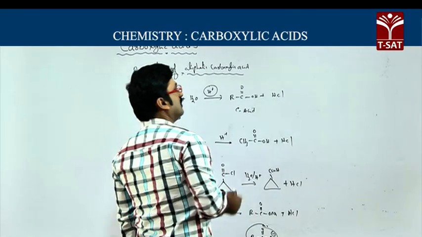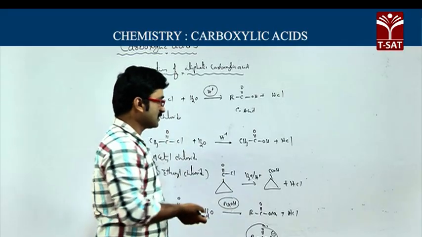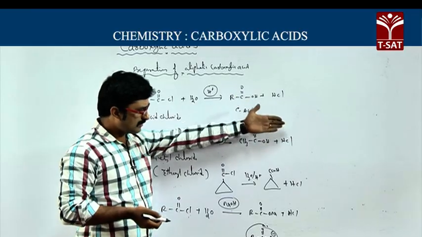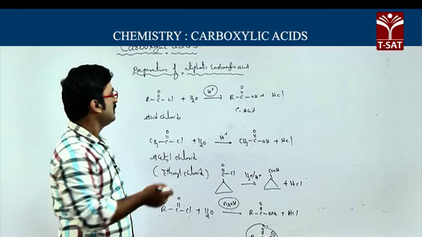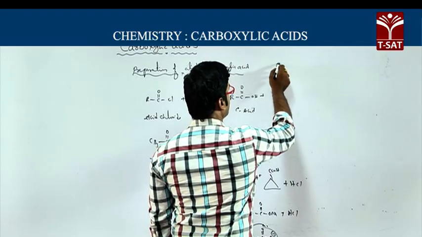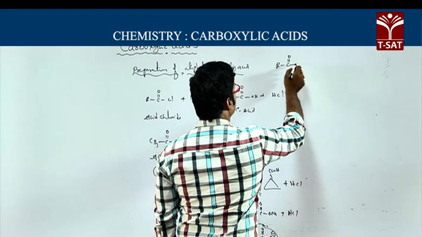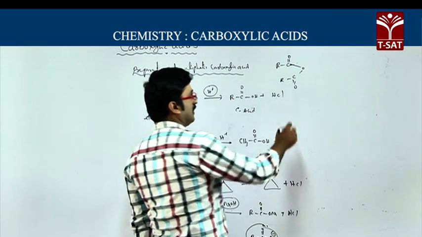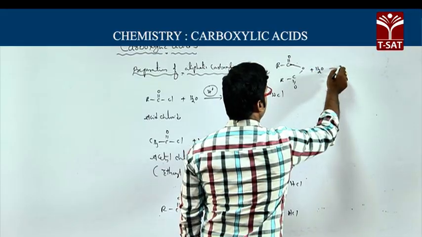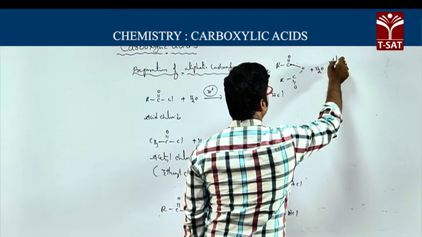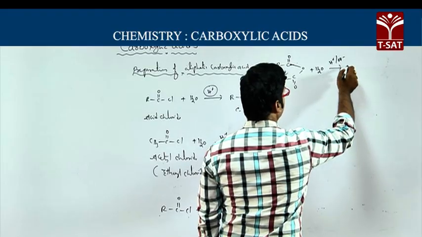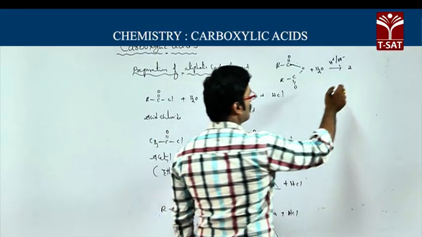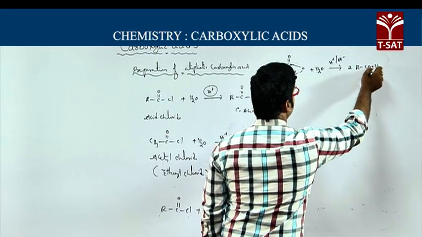Next we will take anhydrides. We have just now discussed the preparation of carboxylic acids from esters. Next was acid chlorides, and now we go for anhydrides. RC double bond O, O C double bond O R, acid anhydrides, on hydrolysis in the presence of acid or a base, if it is a symmetrical anhydride, will give 2 moles of RCOOH.